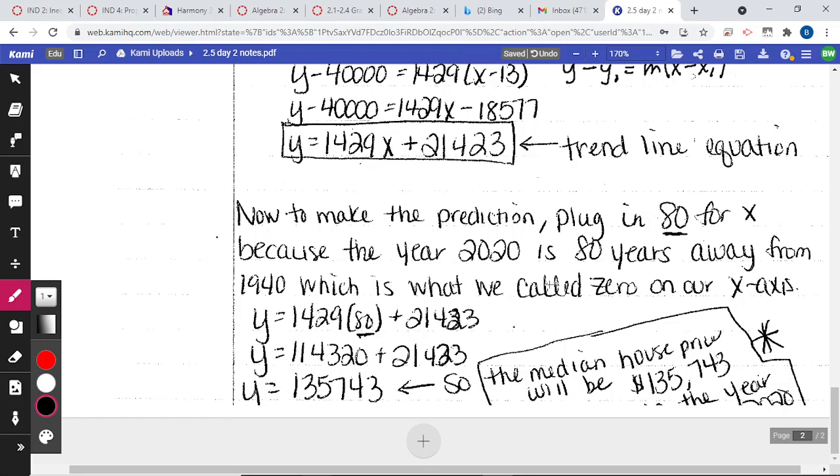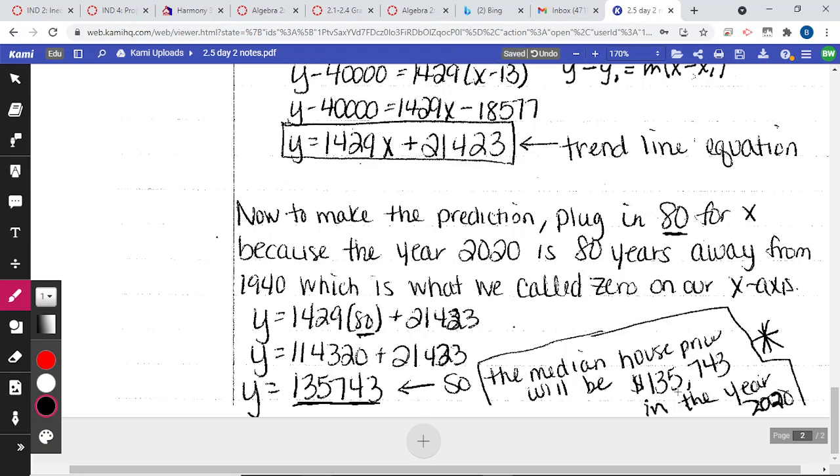And see, our copy is losing it on the edge. But the result of the calculation is that y equals this. Okay, and so the median house price will be 135,743 in the year 2020. According to this model, that's a prediction.